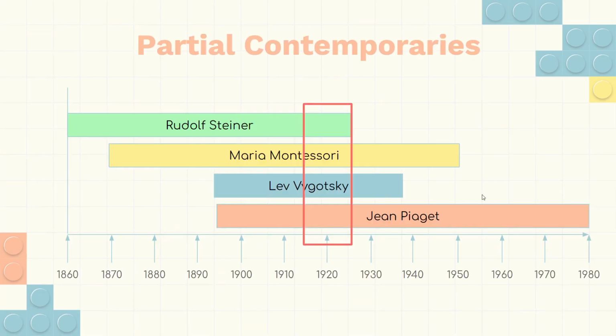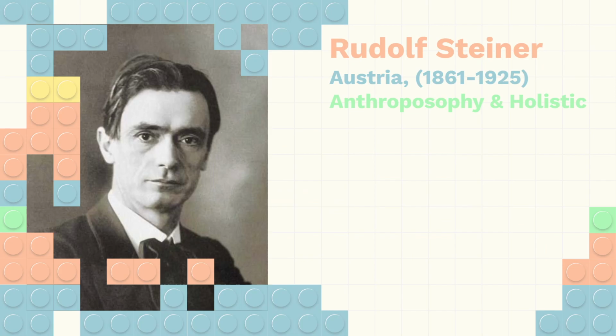So, historical foundations. There are four main people credited with the early formal conceptualization of play-based learning. You've got Rudolf Steiner, Maria Montessori, Lev Vygotsky, and Jean Piaget. You can see that for a brief moment they were all contemporaries, not for very long, only about 10-ish years, where their careers actually overlapped, but it's interesting to see how far back this goes. So Rudolf Steiner is the earliest.